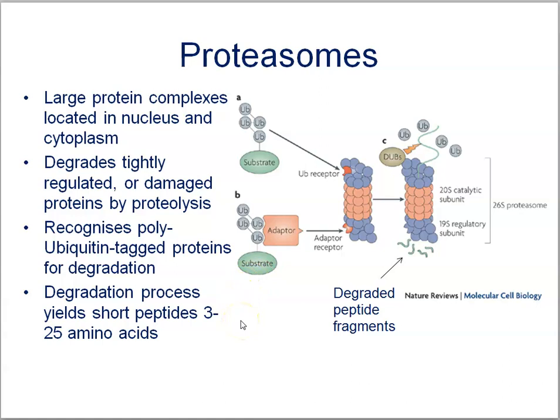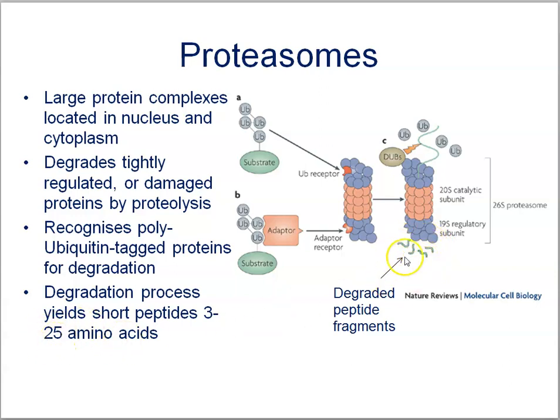Now ubiquitin is a protein in its own right, and the substrate gets tagged with a polyubiquitin chain. That polyubiquitin chain is recognized by a ubiquitin receptor at the top of the proteasome. The ubiquitins are removed from the protein by a deubiquitinating enzyme, and then that protein is threaded down through the proteasome, and the protein is chopped up into short peptides, usually of 3 to 8 amino acids.